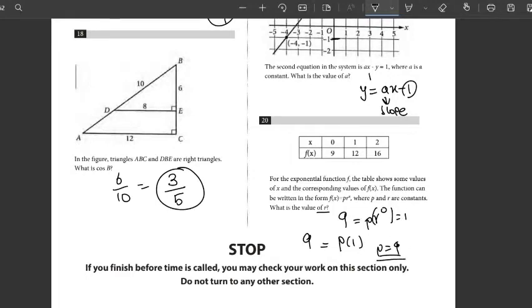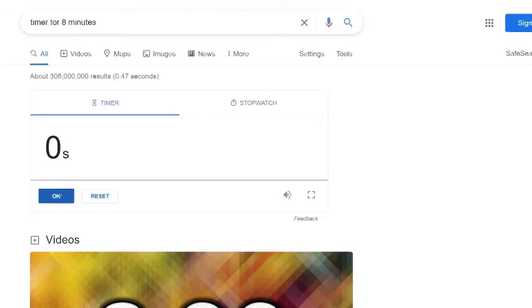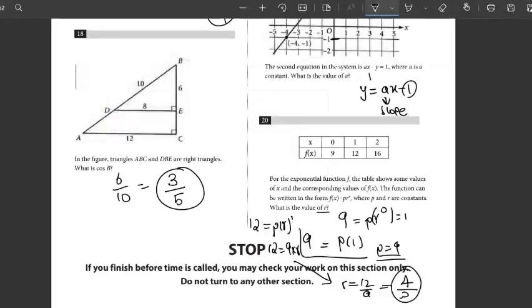Here f of 1 is 12, which is equal to p into r raised to 1. So 12 is equal to 9 into r. So we can get r is equal to 12 by 9, or equal to 4 by 3. So with that, we finish the section. Now we can pause our timer. Oh, that was in time.